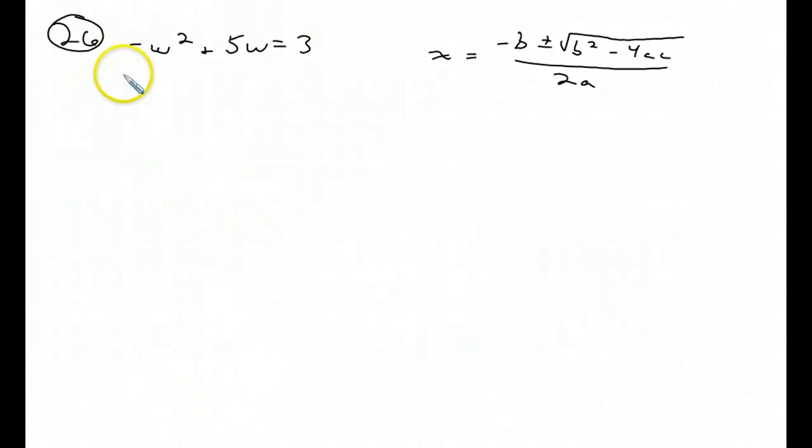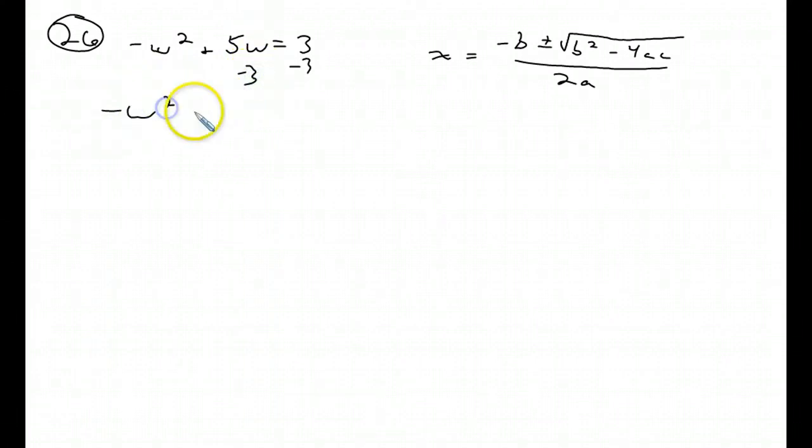This is number 26 on your review. So first thing that we need to do is we're still solving by quadratic formula, so we're still going to use our big long formula. But now I notice that it's equal to 3, but it needs to be equal to 0, so I'm going to subtract 3 from both sides. There are no like terms over here, so the 3 is going to stand alone.